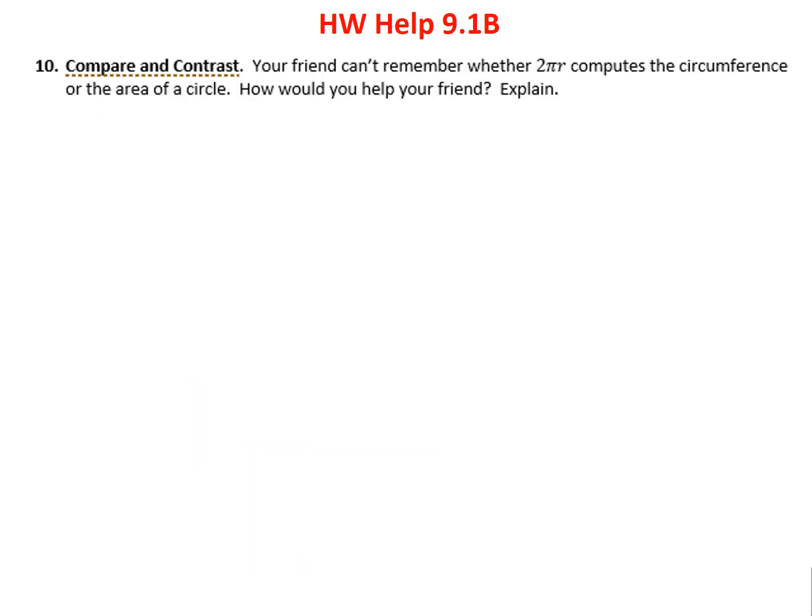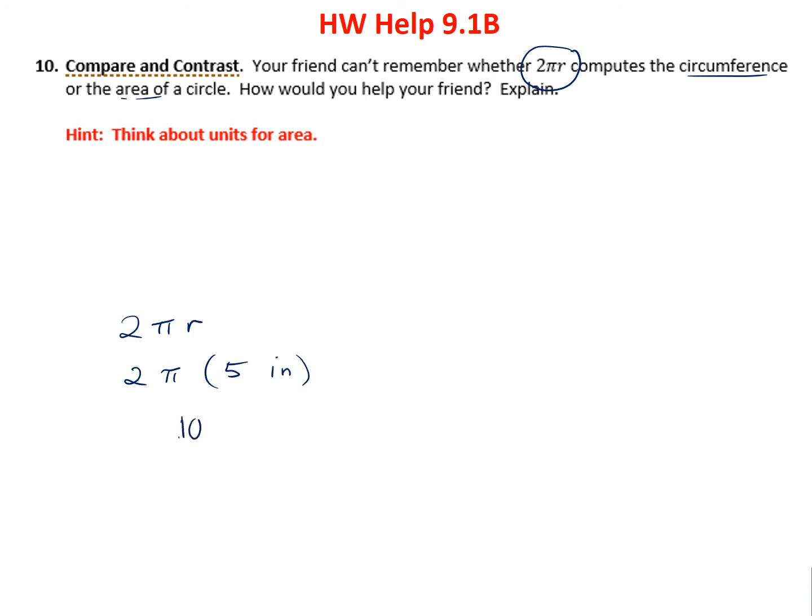Problem 10 asks us to compare and contrast. Your friend can't remember whether 2 pi r, he says that's one of those formulas, whether it's the circumference or the area. Well, my hint for you would be to think about the units, all right? So if I have 2 pi r, and let's suppose I say that the radius is 5 inches, well, that would be 2 pi times 5 inches. So if I multiply that out, I end up with 10 pi and just 1 inch.